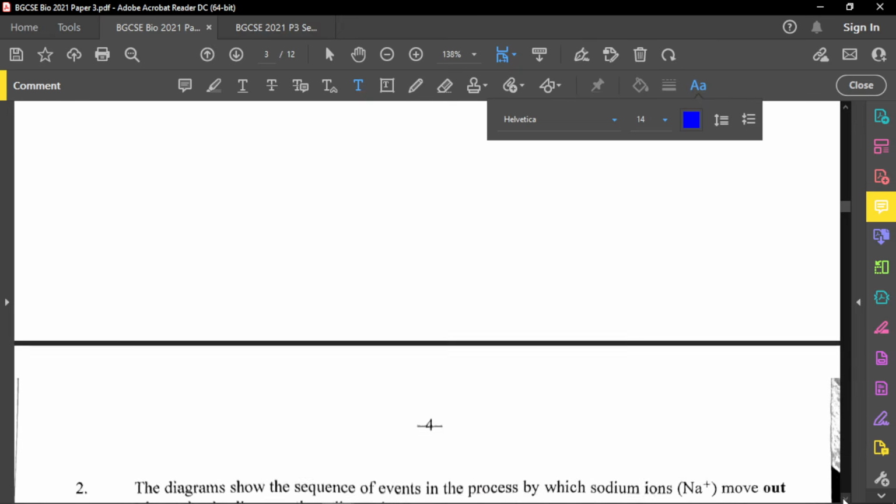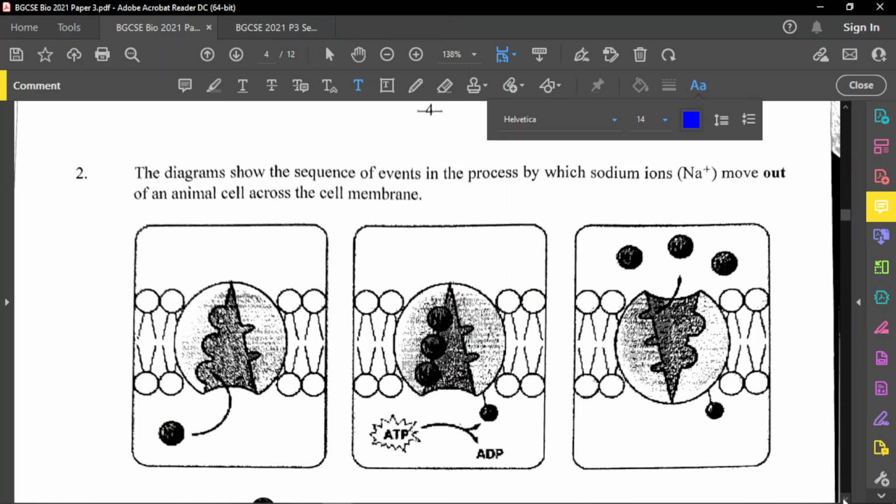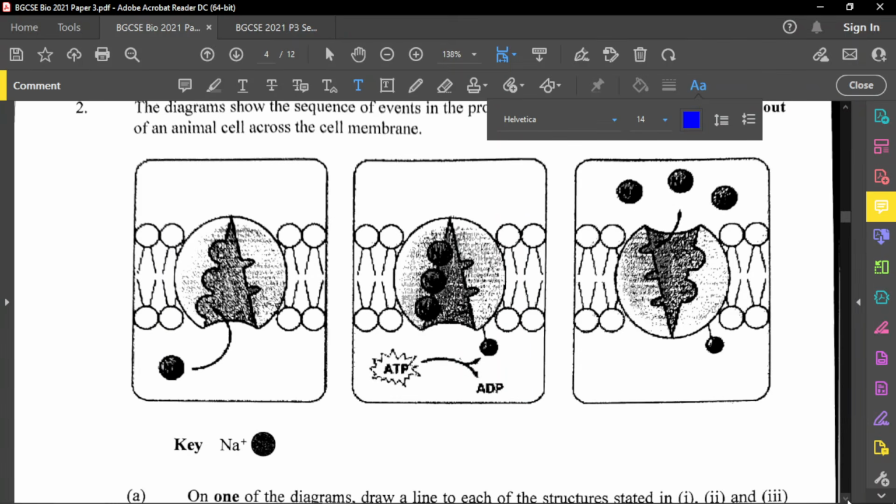All right. So question number 2. This one said, the diagram shows the sequence of events in the process by which sodium ions move out of an animal cell across the cell membrane. The diagram is not clear, but these circular objects are sodium. A key is given at the bottom. So the circles are sodium ions.